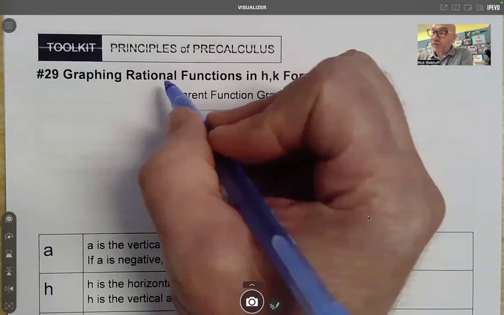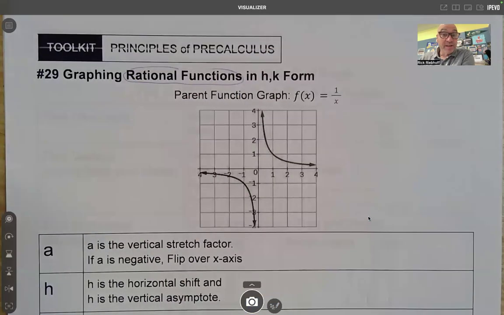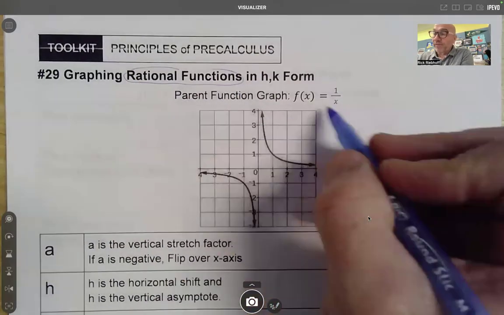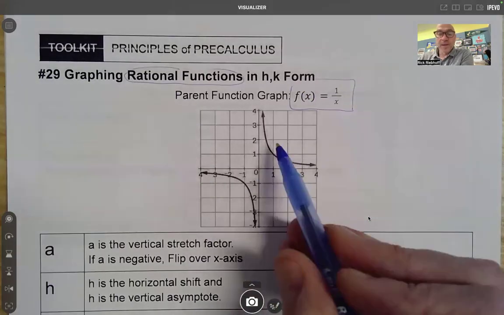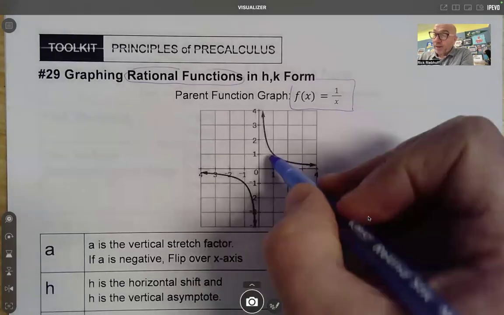We're talking about rational functions here. These get really funky. We're going to start off with a parent function, this. So y equals 1 over x. It looks like this. A couple cool things about this.